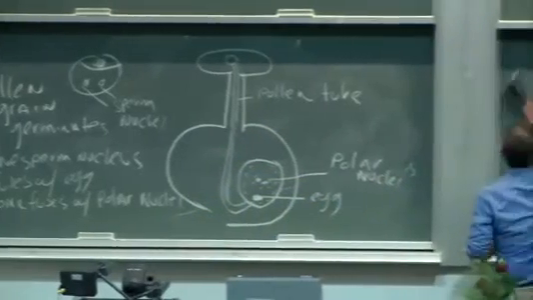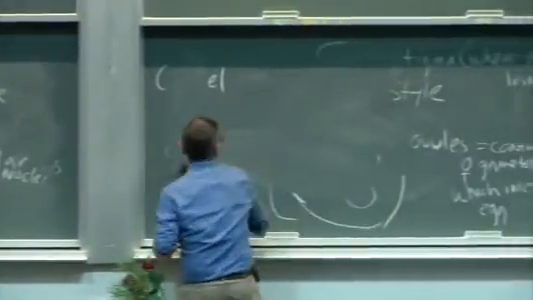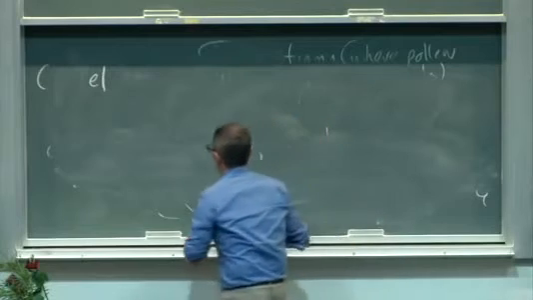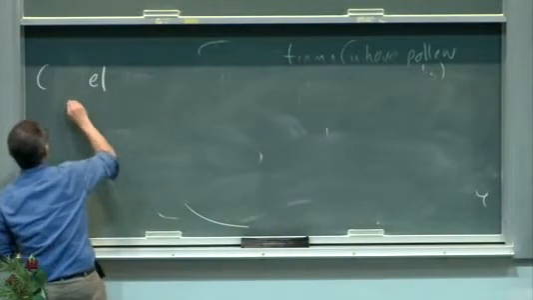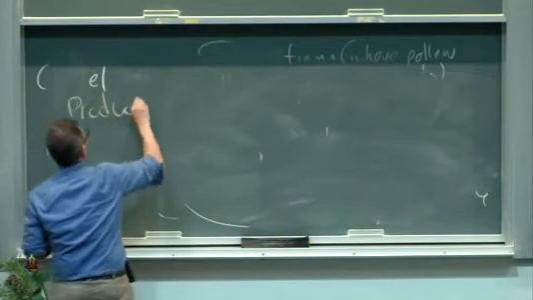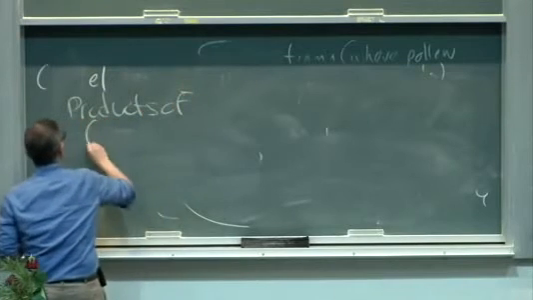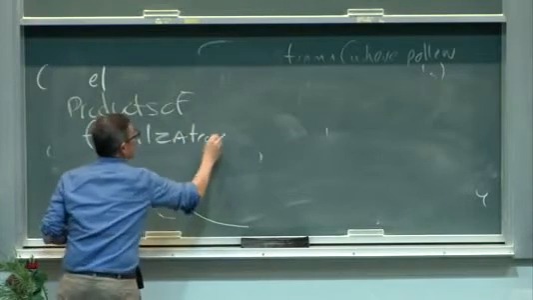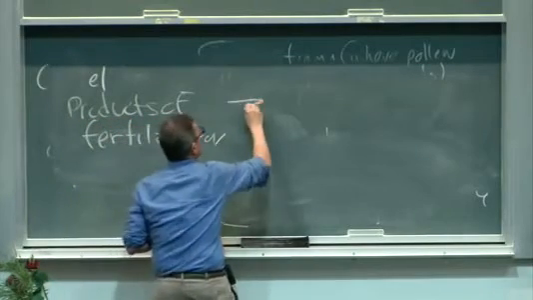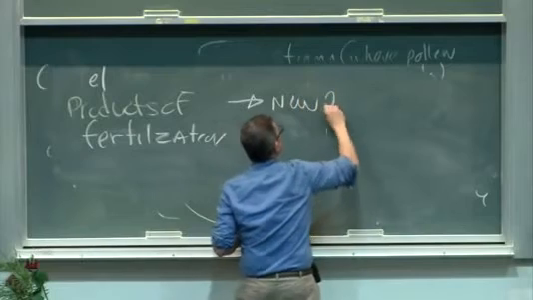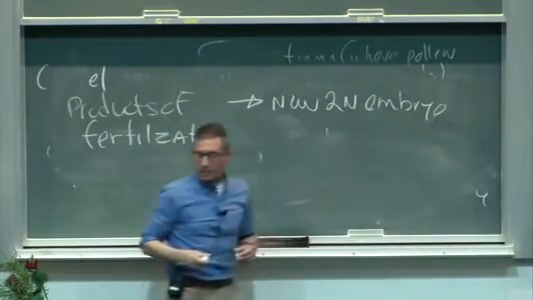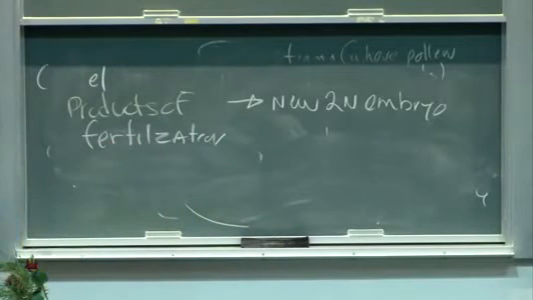So what do we get from this particular fertilization procedure? If we look at the products of the fertilization, we have two. First of all, you have the new 2N embryo. That's when one of the sperm nuclei unites with the egg.